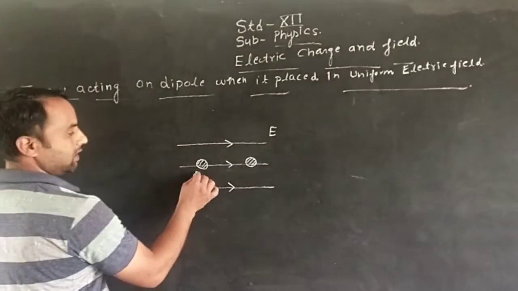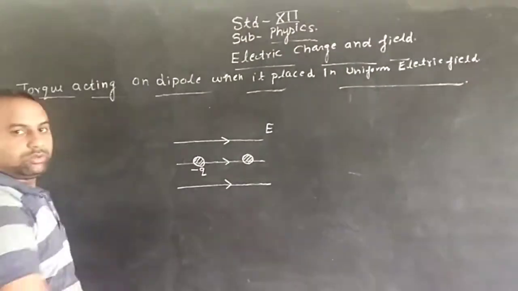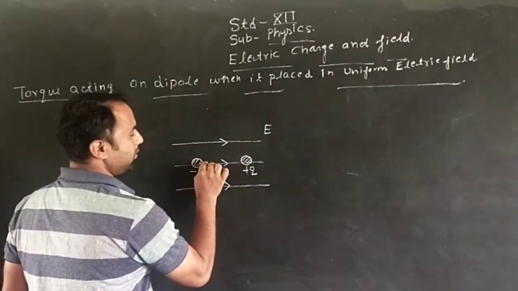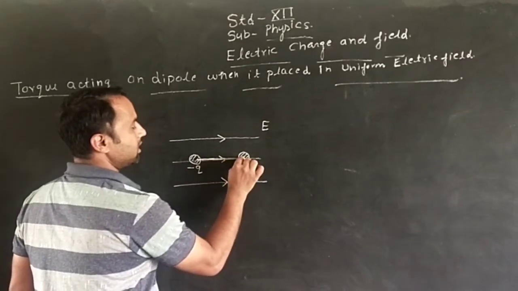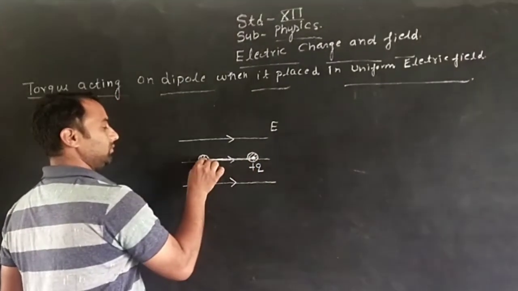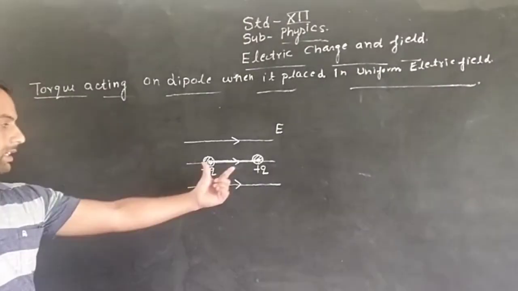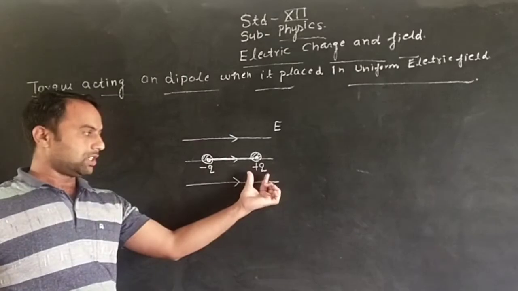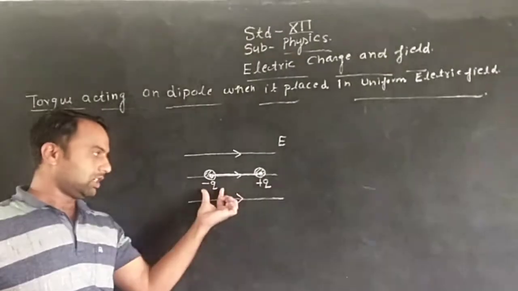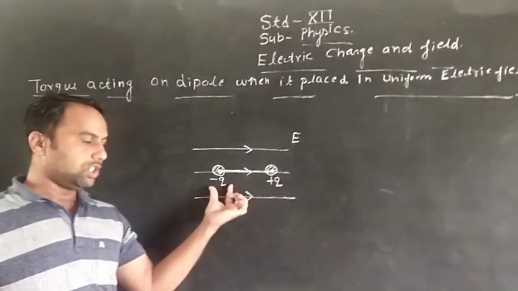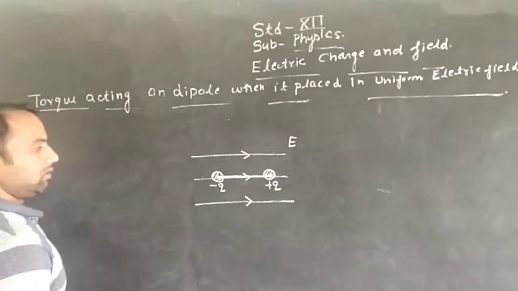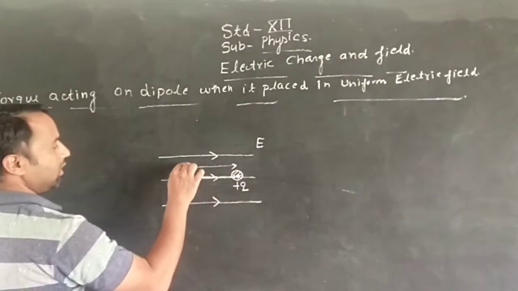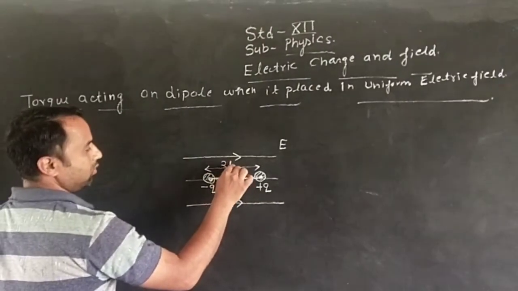And here this is the dipole, this is minus Q charge, and this is plus Q charge, because when a dipole is constructed, it has equal and opposite charges. This is the construction of the dipole. Minus Q and plus Q are equal and opposite charges placed at a very short distance, and the distance between the two charges is 2L. This is always taken to be 2L.